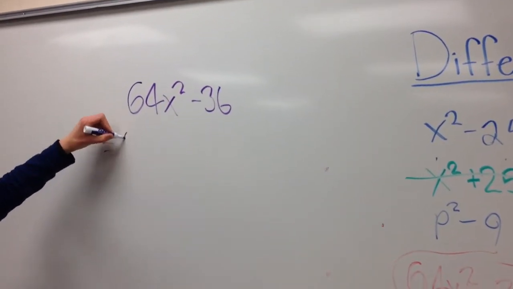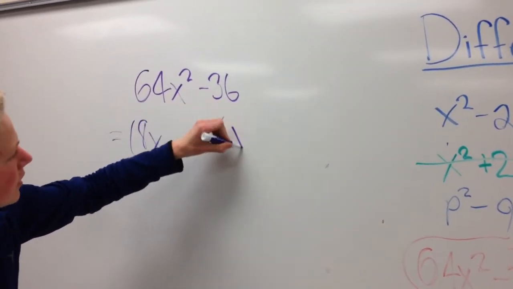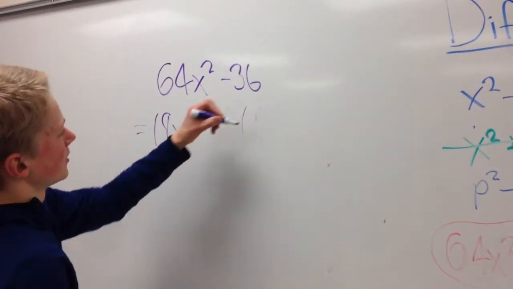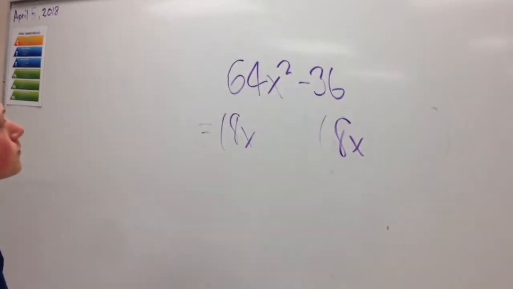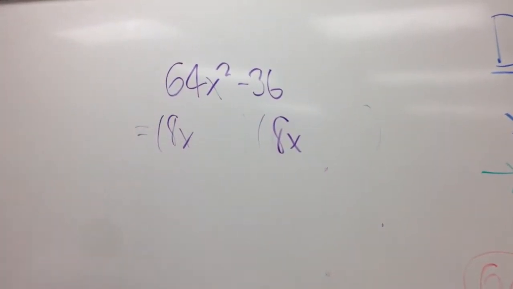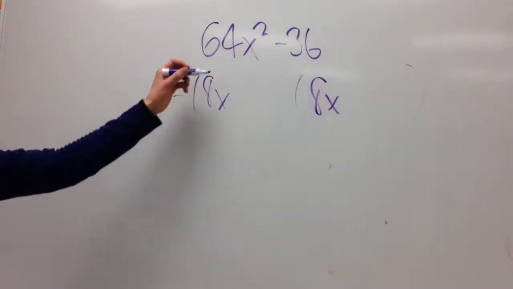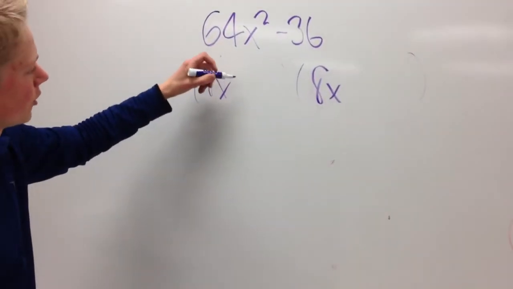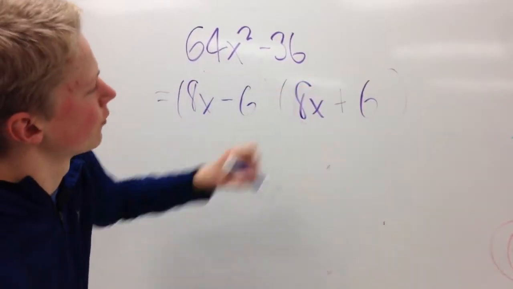Same thing. We just go 8x times 8x. So why did you choose 8x and 8x? You can raise 8x to a power of 2 to get 64x squared. Basically, square it and you get 64x squared. So we'll get into that a little bit later. Then we'll also do minus 6 and plus 6 over here.